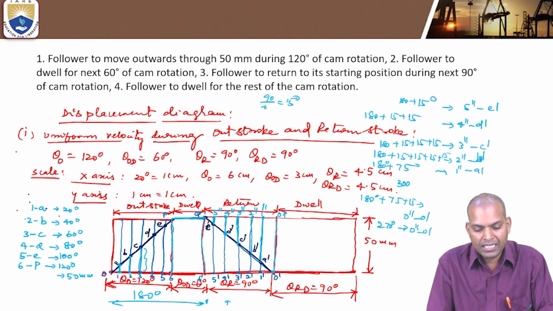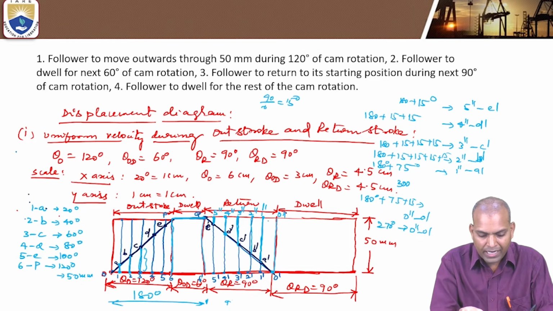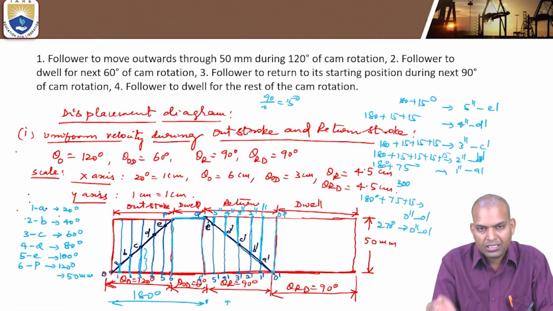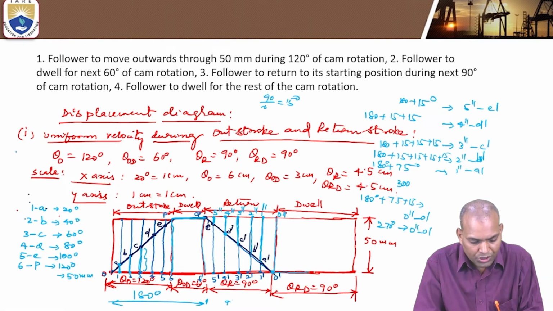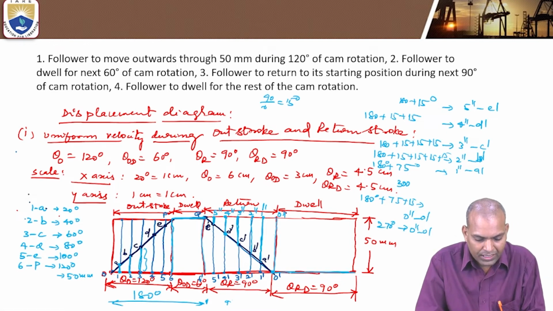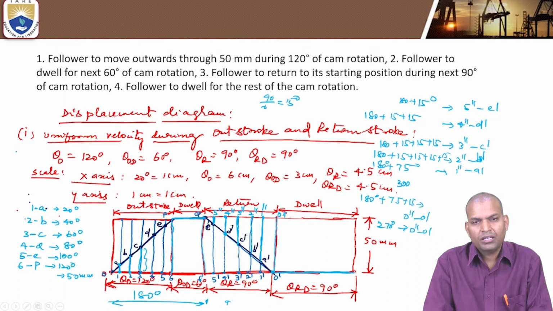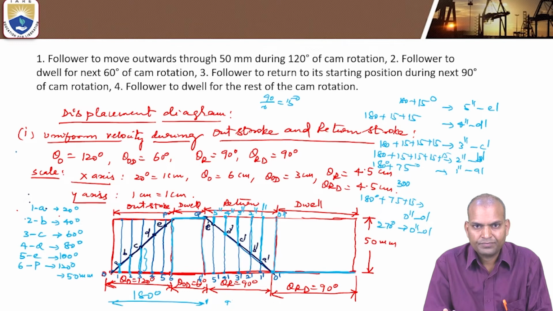So what is the distance? The follower comes back for the next 90 degrees, that is at 270 degrees, it comes down to 50 millimeters to 0. There is a height 0'' to 0. It comes down from 50 millimeters to 0 millimeters. The next portion, this is the portion for the rest of the 90 degrees of the cam profile, the follower remains constant. It neither goes up nor comes down.